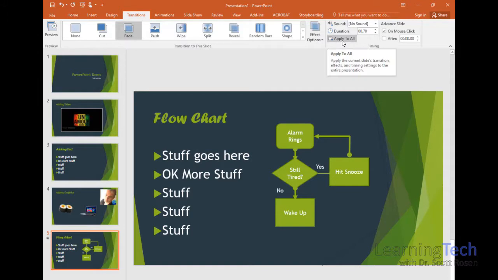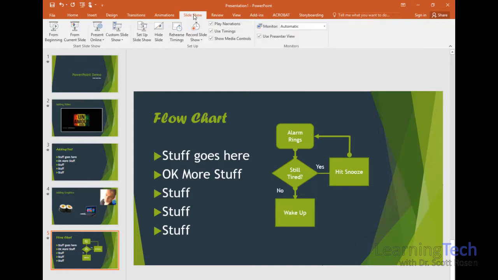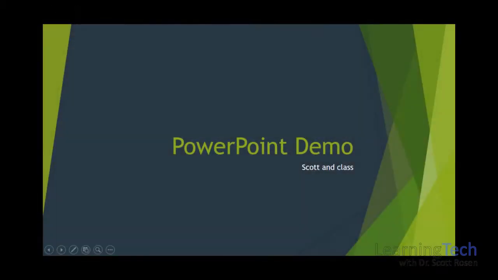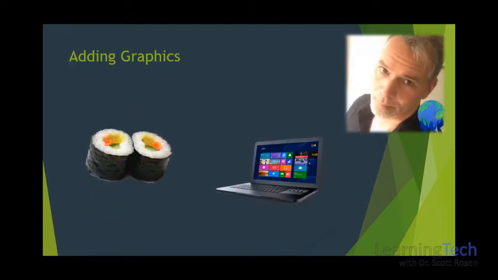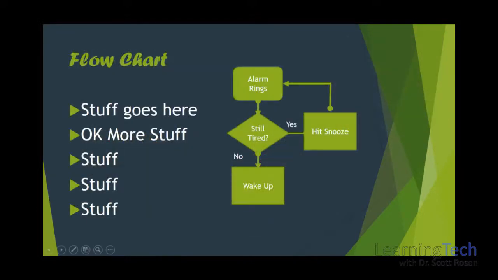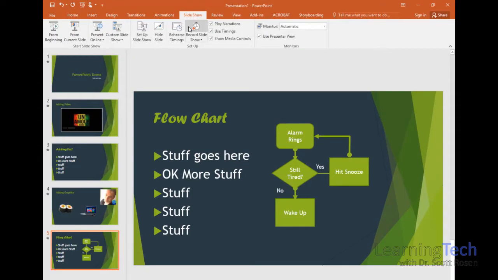Now, if I wanted to apply that to all of them, I can click on apply to all. Now, when I go to the beginning of my slideshow, let's say from the beginning, I have this nice fade and a fade and a fade and a fade. That's kind of cool. So those are transitions. I recommend playing around with that.